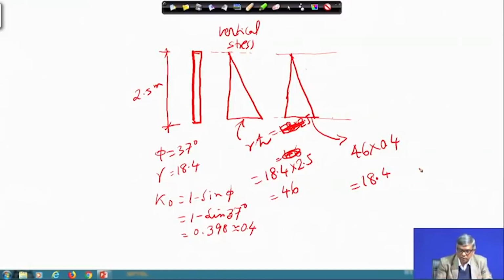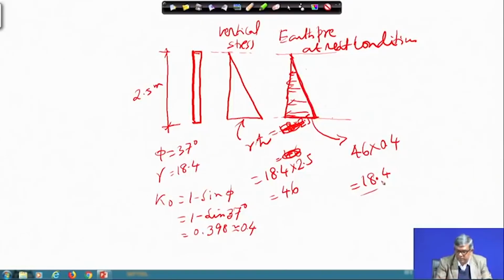So, this is actually the earth pressure at rest condition, and the pressure distribution behind the wall over the depth is something like this. So, maximum is 18.4, and here obviously there is none, so it will be 0.